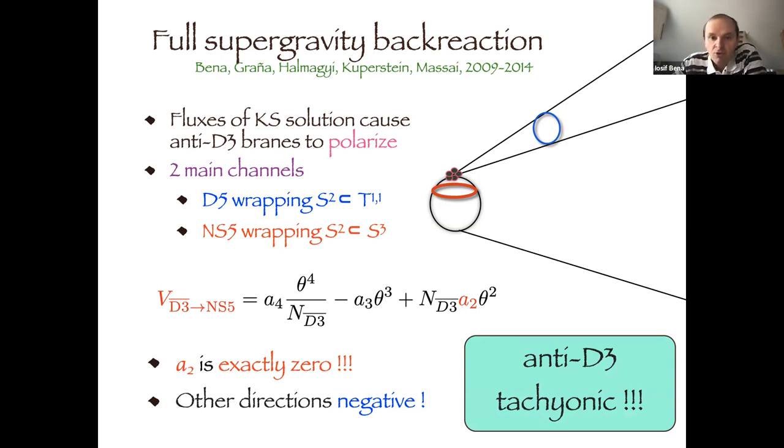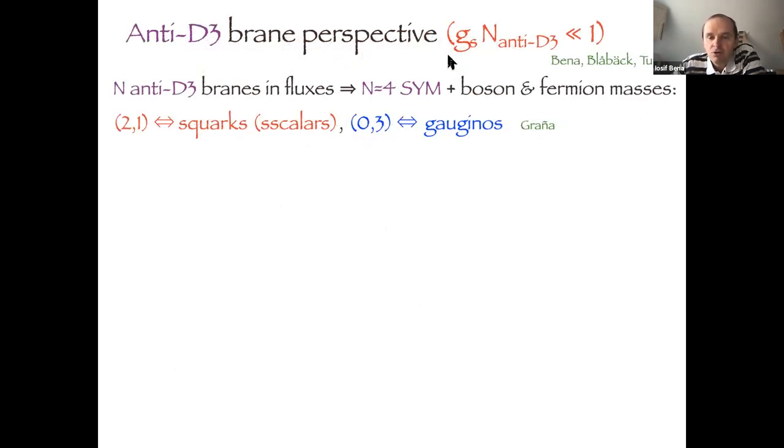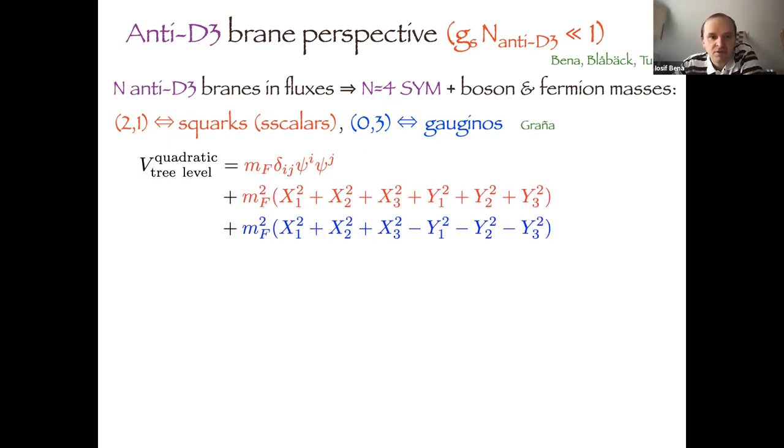Now, this is the calculation done in the regime where the anti-branes back-react. You can also do the calculation when the anti-branes don't back-react, in the regime of parameters where the number of anti-branes is much, much smaller than one. Then you put anti-branes in fluxes. The theory on the anti-branes is N=4 super Yang-Mills, but the fluxes give masses to the squarks and to the gauginos. And basically, you can find that there's a quadratic-level potential.